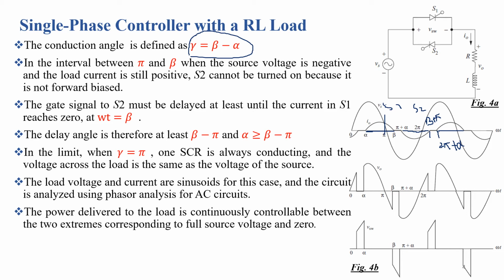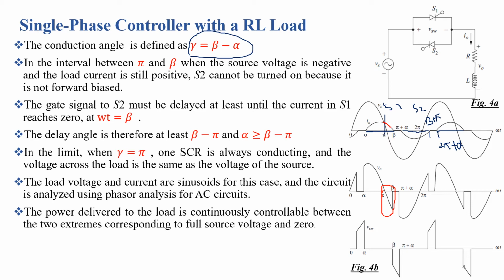So for the interval between pi and beta, at omega t equal to pi, the source reverses its direction, but the thyristor S1 is still conducting, and we are getting this negative spike at the output. Why? Because the load current is not equal to 0, and it becomes 0 at omega t equal to beta.